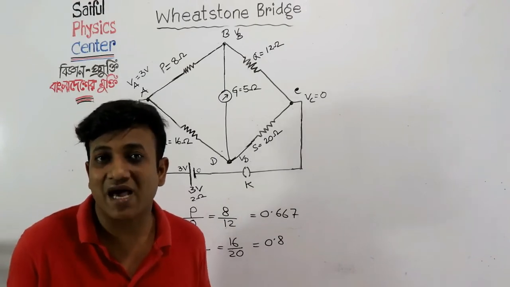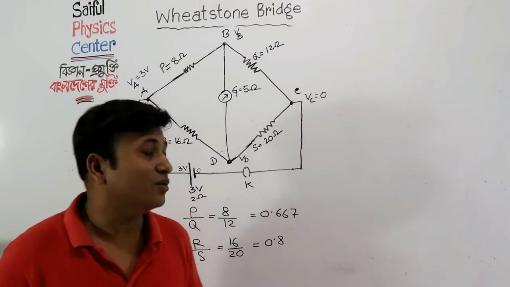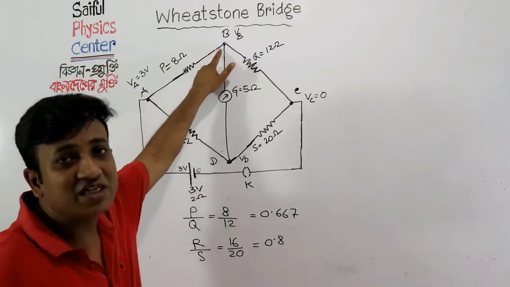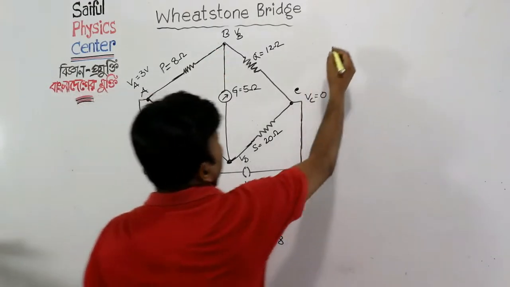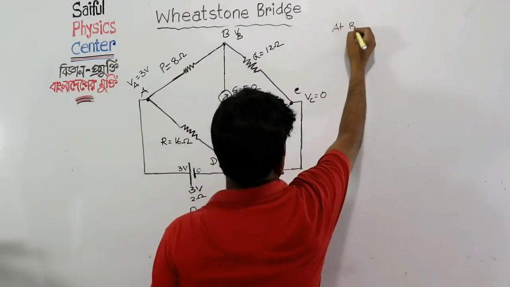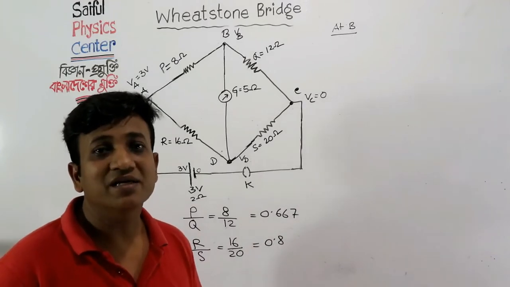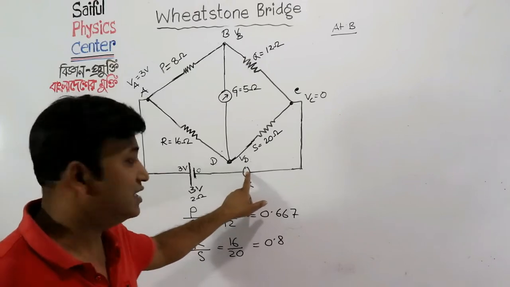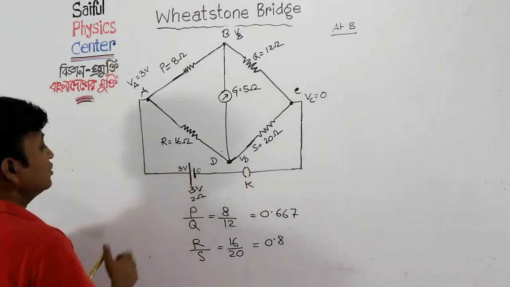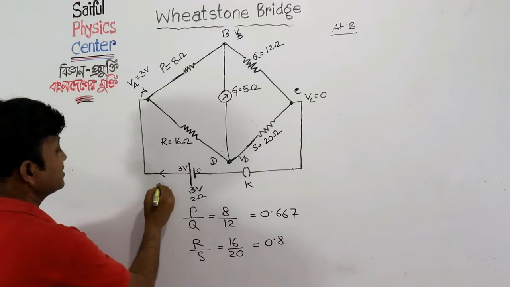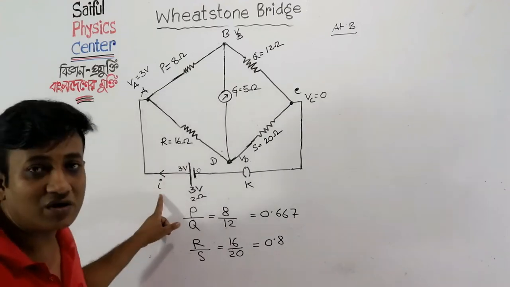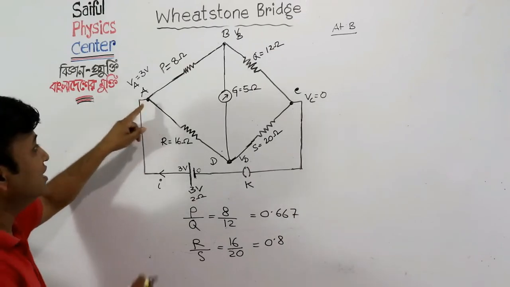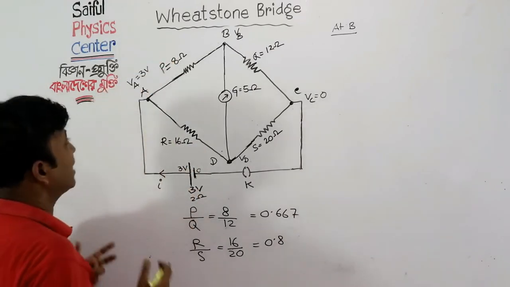But I am not stuck. Now, what can we do? We can consider the junction B. At junction B, we can apply Kirchhoff's junction law. When we switch on this key, then current will flow from the cell. Suppose this current is I, which is called the main current. When this main current reaches point A, it will divide into two paths.